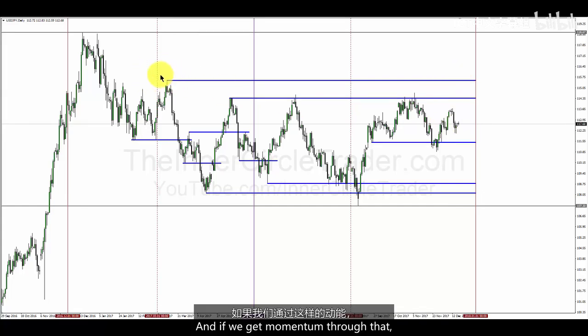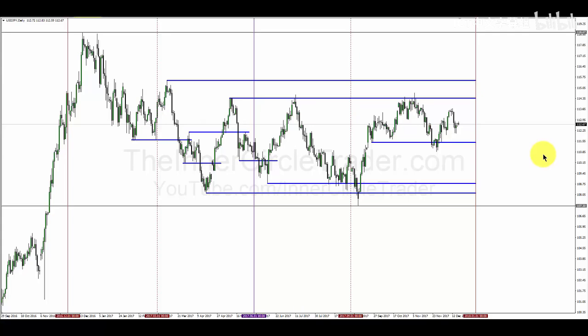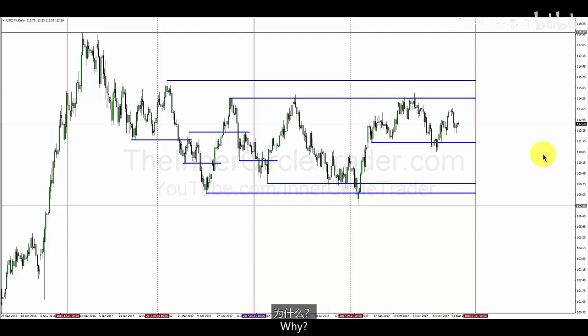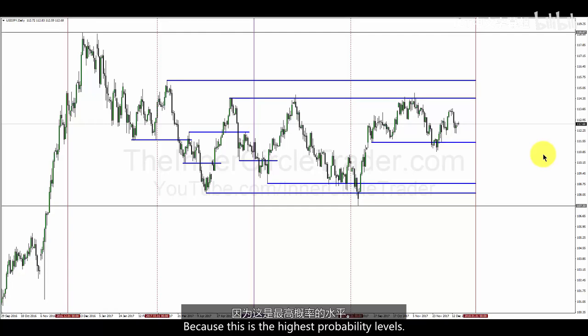And if we get momentum through that, you can see these double tops taken out. Okay, and that's pretty much what I teach new traders to start with if they're stuck only on this time frame. It takes a lot of time for the setups to form. They cannot do anything else until it trades to these types of levels. Why? Because these are the highest probability levels.